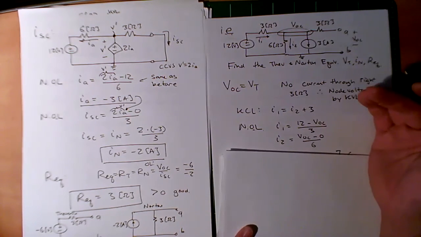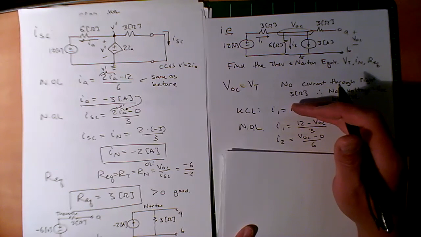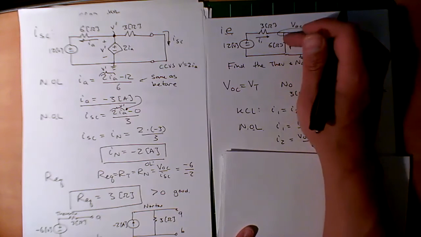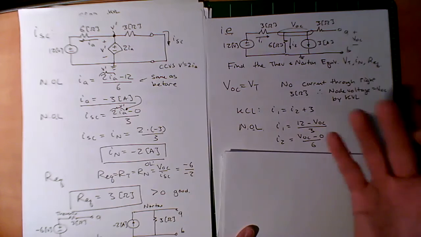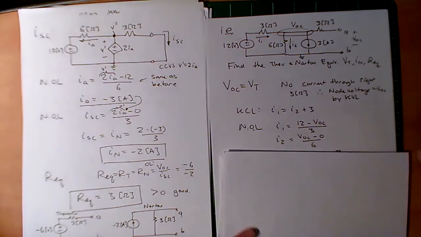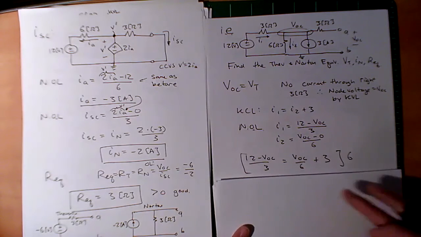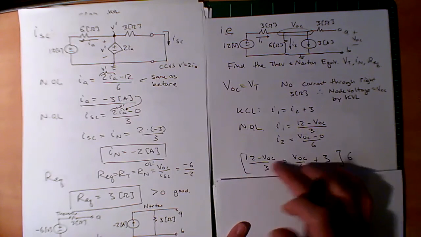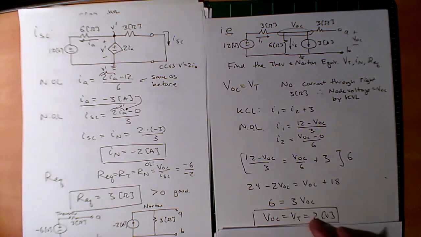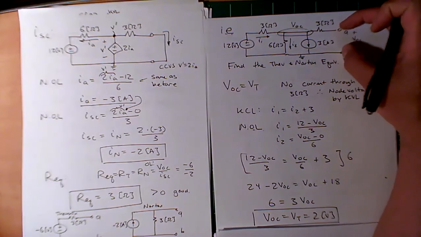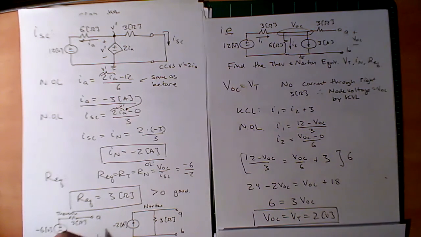Do you have to use nodal analysis? No, you could totally do KVLs and Ohm's laws and all that stuff. This is just one way of the many. So I can now take I1 and I2 and put them in here, and I have one equation, one unknown, and VOC ends up being 2 volts. So there's 2 volts across here, and that's going to be equivalent to the Thevenin voltage.